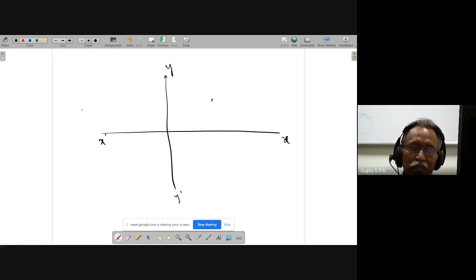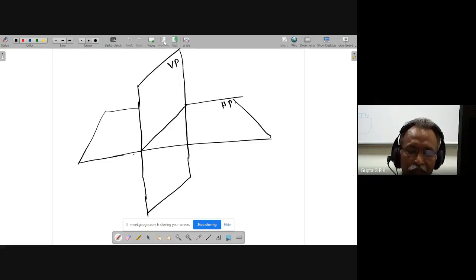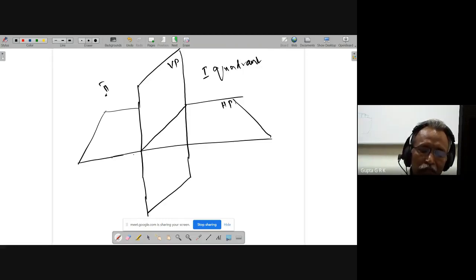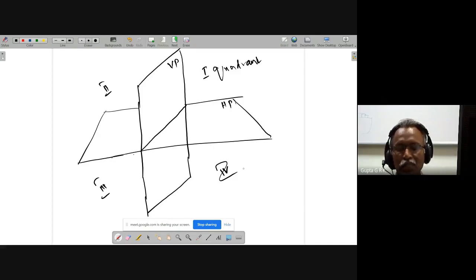In the same way, a 3D space is divided into 4 quadrants by 2 two-dimensional planes, the horizontal plane and vertical plane. Here this is called the first quadrant. This is the second quadrant. This is the third quadrant. This is the fourth quadrant, just like your graph sheet divided into 4 quadrants.